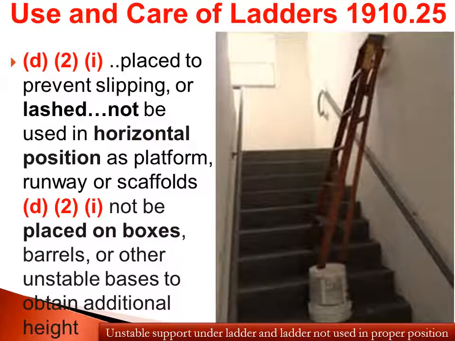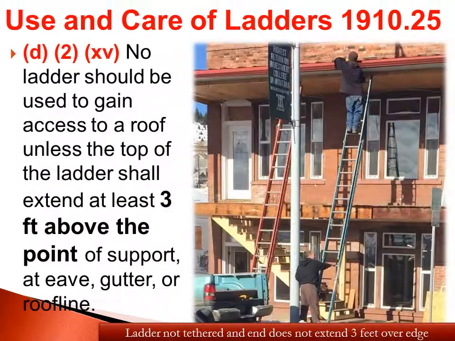Use and care of ladders. This is true whether they be metal ladders or wooden ladders. They should be positioned to prevent sliding or slipping, otherwise they should be lashed or tied down. You never use them in the horizontal position. It means that you don't use them as a runway or a platform. And they shouldn't be placed on boxes or barrels or other unstable objects to gain height. So this is an example of where somebody is likely to be hurt when the ladder falls through the bucket and the person falls down the stairs. Misuse of a ladder.